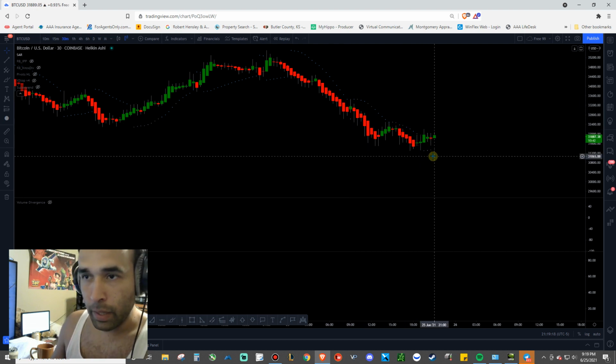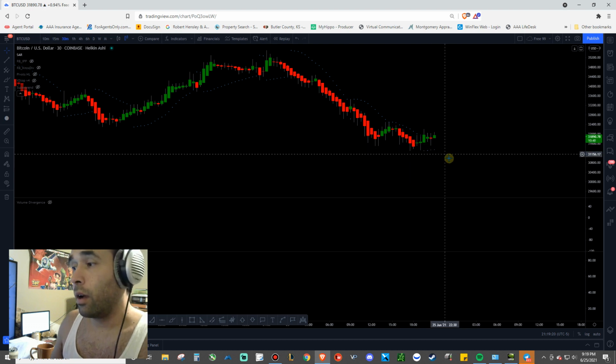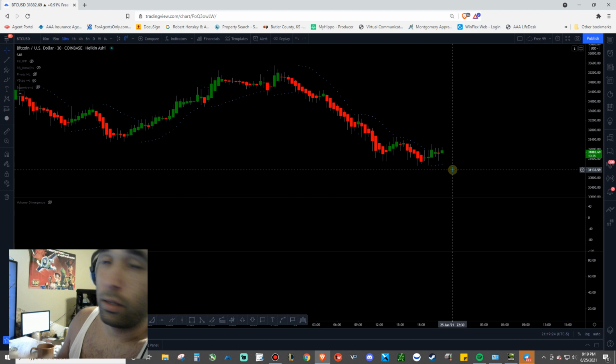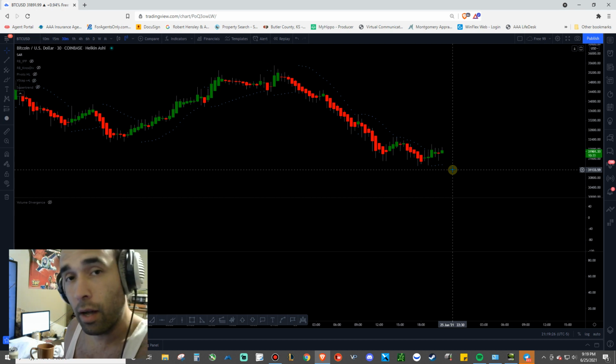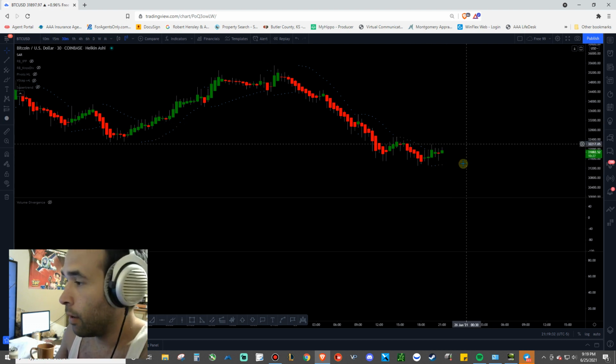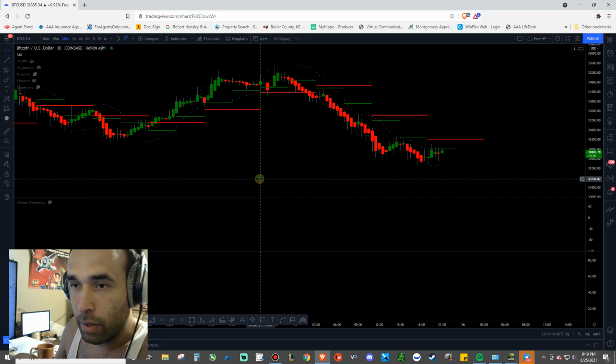So right now, Bitcoin on a 30-minute chart, obviously going to be different than a 2-hour time frame or the daily time frame. On the daily, it's definitely not a bearish situation. And you can still play the bounces. So this is where the 30-minute comes in. You've got a possible bounce happening in Bitcoin.